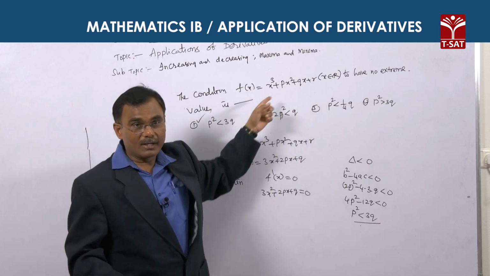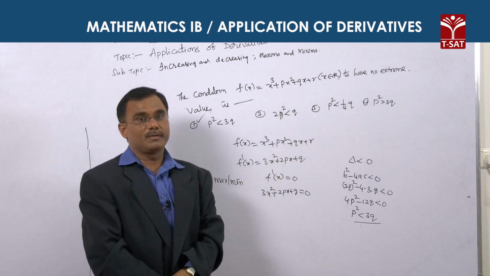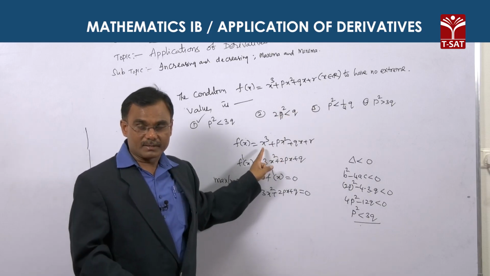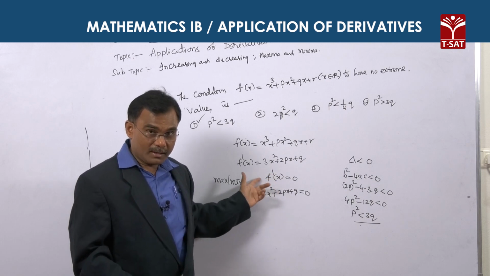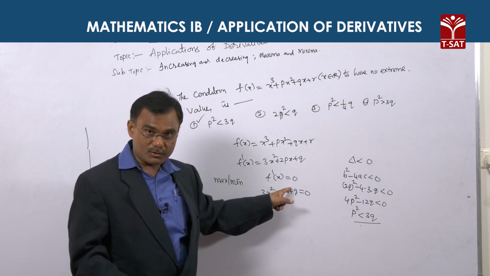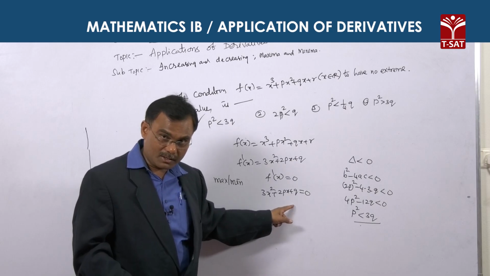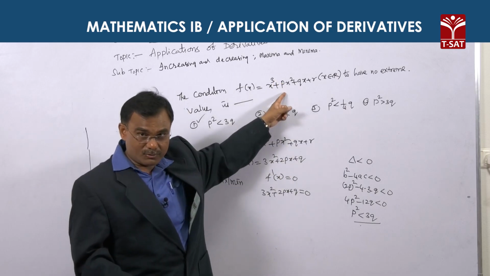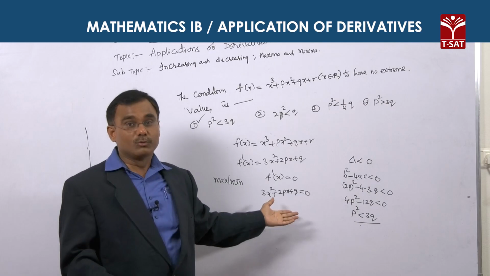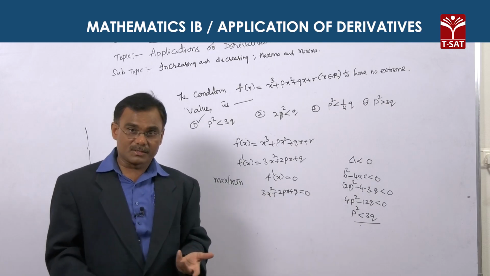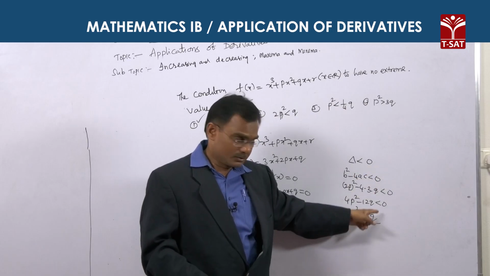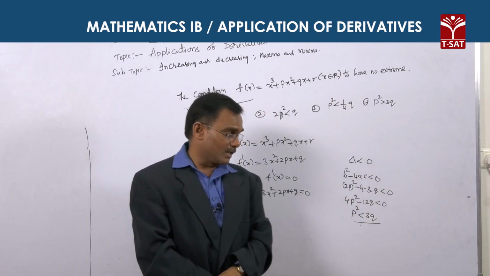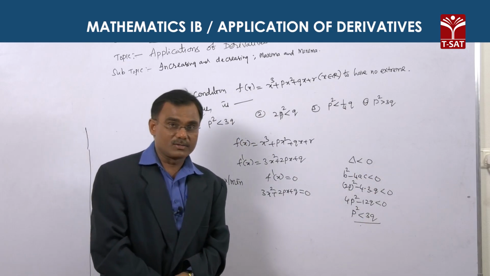Given that the function has no extreme values, find the relation between p, q, r. Given function f of x, the derivative, right? For maximum or minimum, f dash x equal 0, which is a quadratic equation, but the given function has no extreme values. No extreme values means the roots of this quadratic equation are complex numbers. Complex numbers means discriminant delta less than 0. So simplifying, the required condition is p square less than 3q.